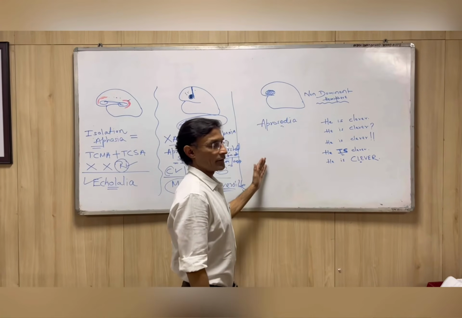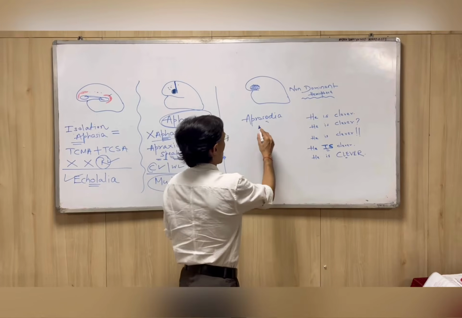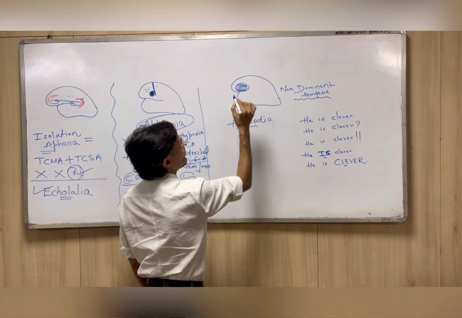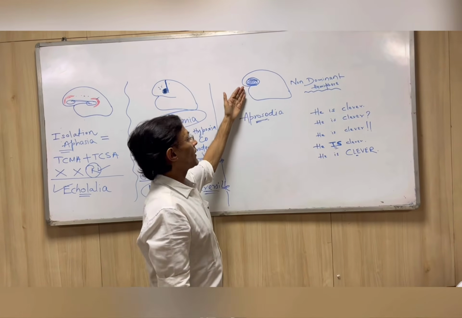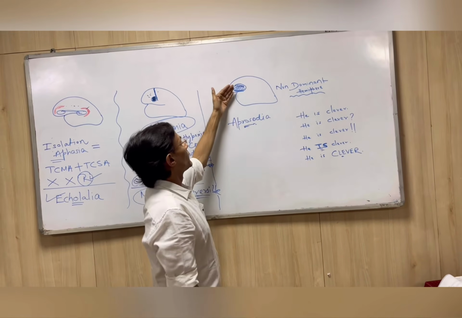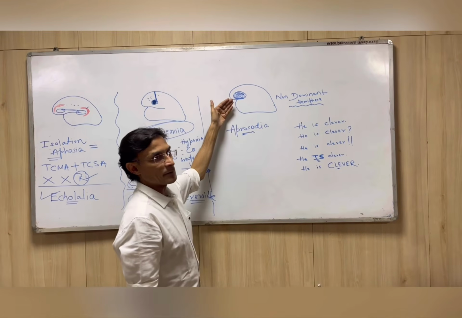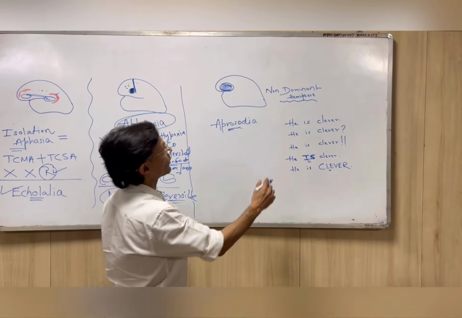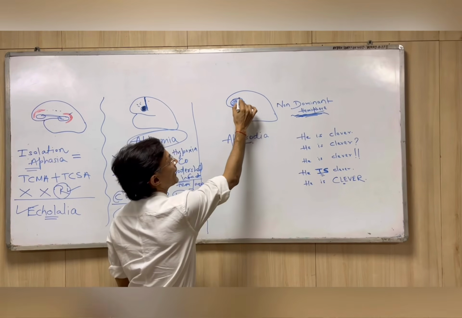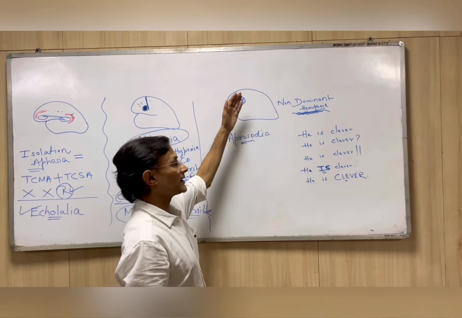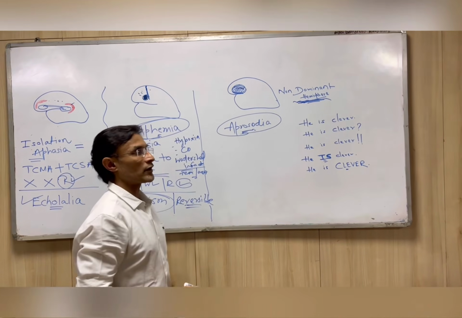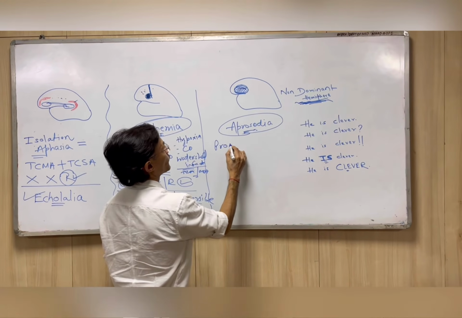Coming to a third type of disorder, which is known as aprosodia. Here, the lesion is in the same area as Broca's area. As we saw, Broca's area, the motor speech area, is in the inferior frontal lobule of the dominant hemisphere. Here, the lesion is in the non-dominant hemisphere, in the same region of Broca's area, that is the inferior frontal lobule. The patient presents with a classical disorder which is known as aprosodia. So what is prosody?